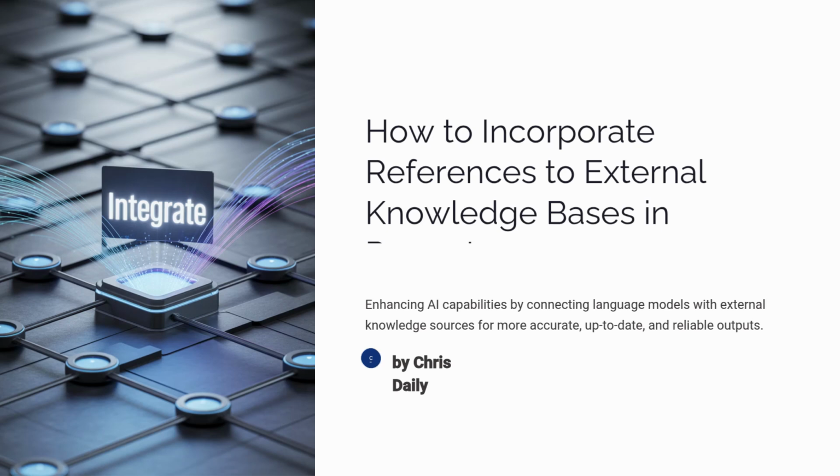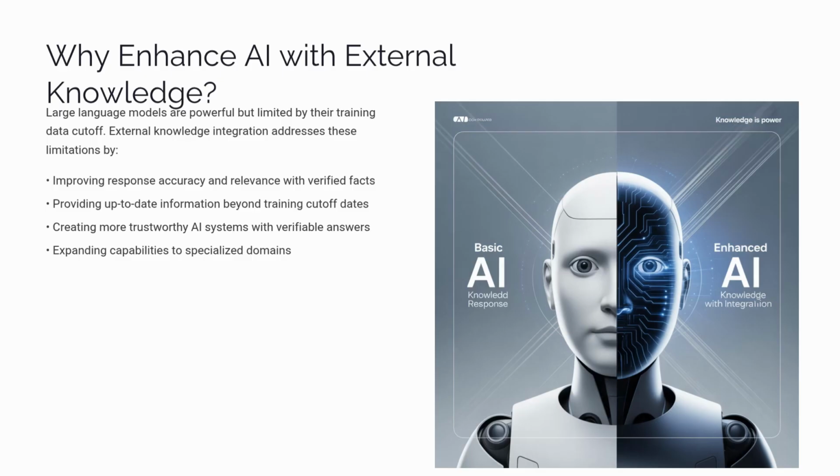Welcome to our discussion on incorporating references to external knowledge bases in prompts. We'll explore how connecting language models with these sources enhances AI capabilities for more accurate, up-to-date, and reliable outputs. Enhancing AI with external knowledge improves response accuracy by incorporating verified facts. It provides up-to-date information beyond training cutoffs, creating more trustworthy systems with verifiable answers.